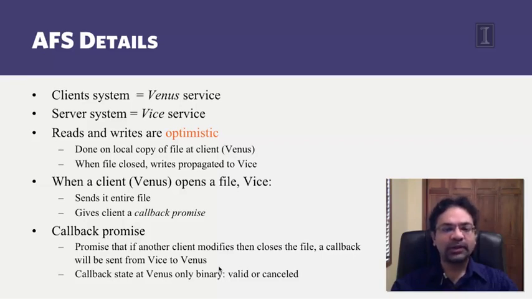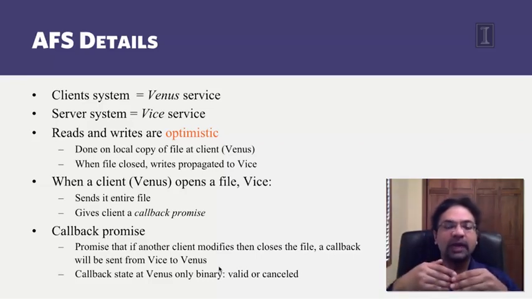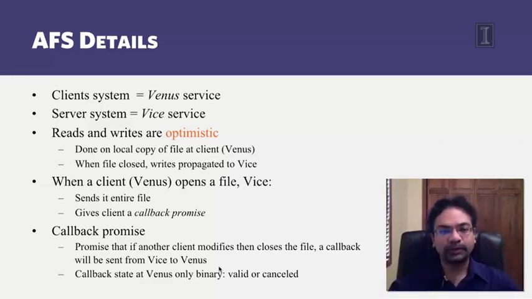When a client opens a file, the Vice, of course, sends it the entire file, as we've discussed, but it also gives it a callback promise. The callback promise is essentially a promise that if another client modifies this file and then closes it, then a callback will be sent from Vice to this Venus. So essentially, if a particular client, Venus, has opened a file, it's given a callback promise that if another client opens, modifies, and then closes the file, then this client will be informed about that modification.